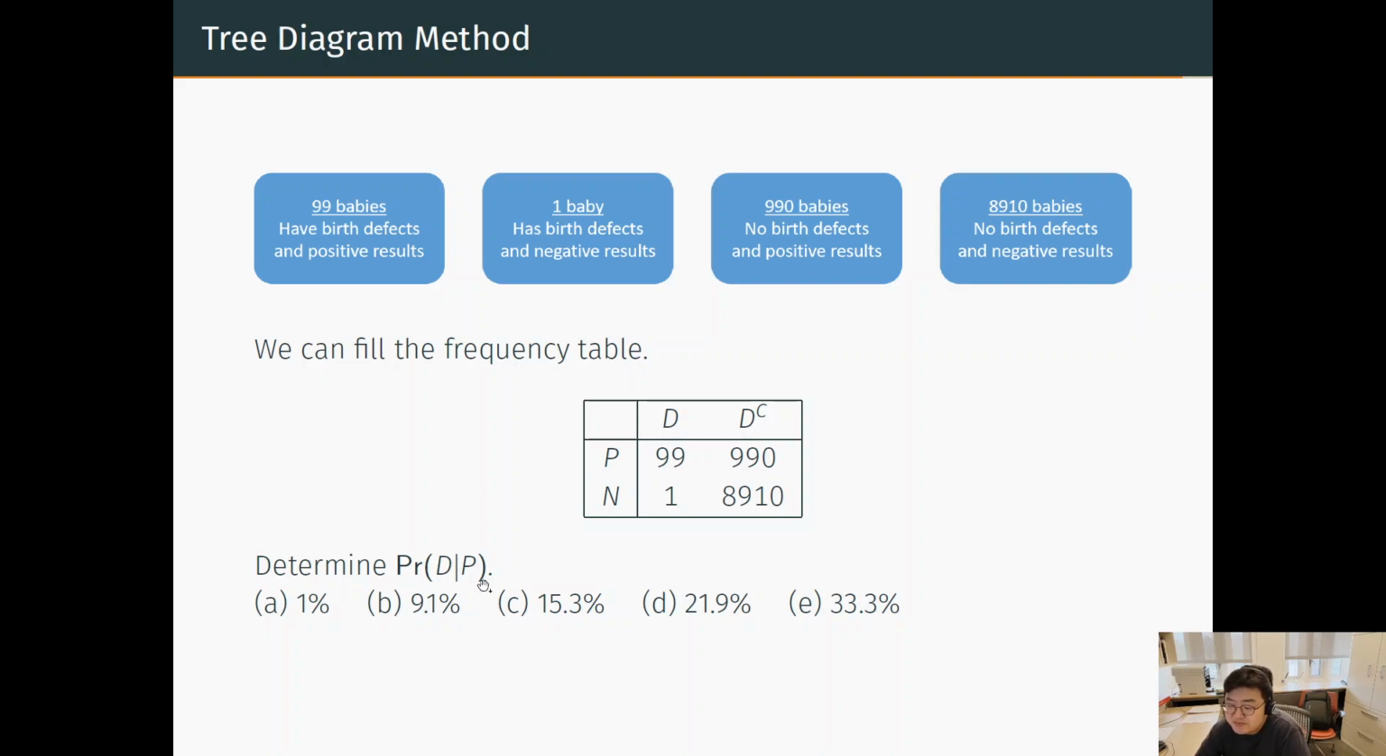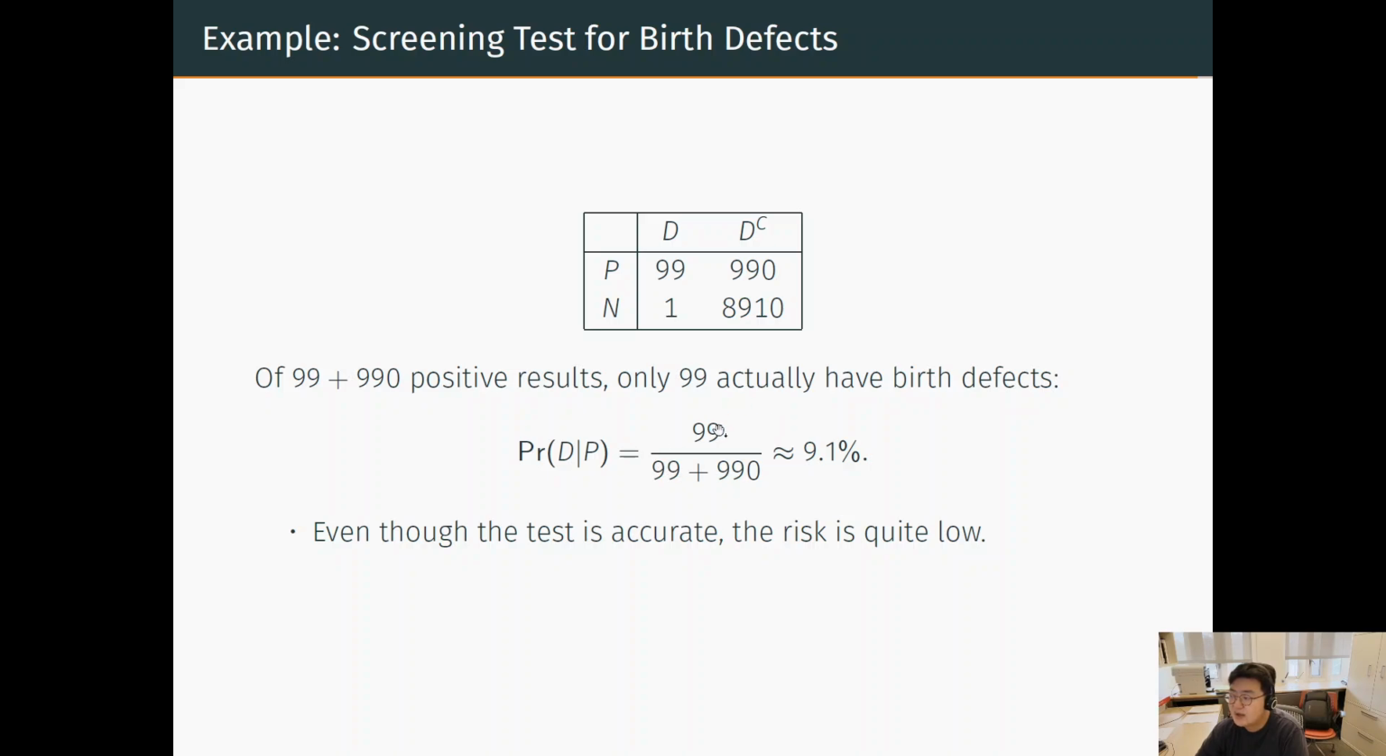So the condition is positive, so you only use the first row, right? Out of these numbers, we see only 99 defective. So out of this much, 99 are really defective. That is 9.1%, right?